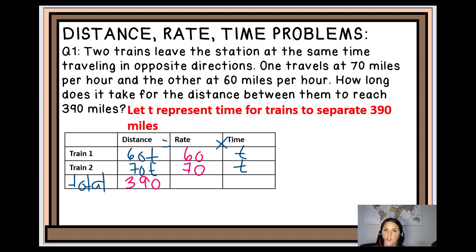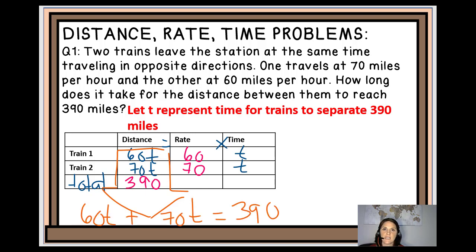Okay, next we're going to go ahead and come up with our equation. We're going to get our equation from the distance column. So 60t plus 70t is equal to 390. So let's write that down and then we're going to solve for t.